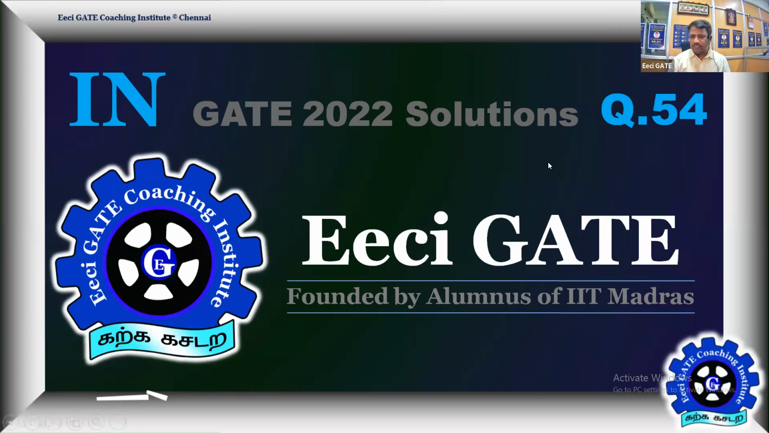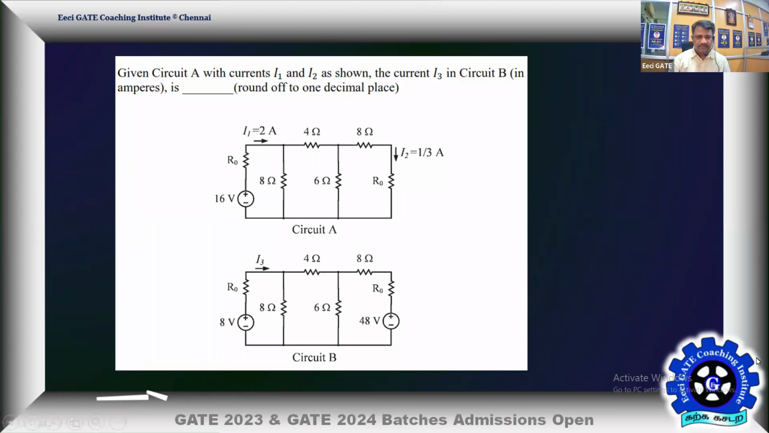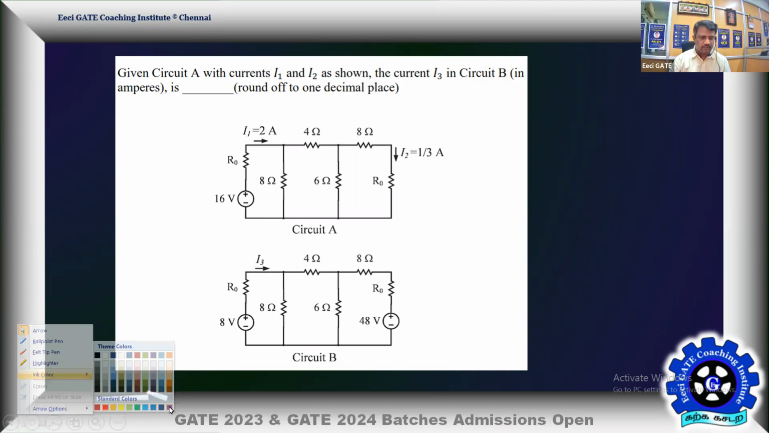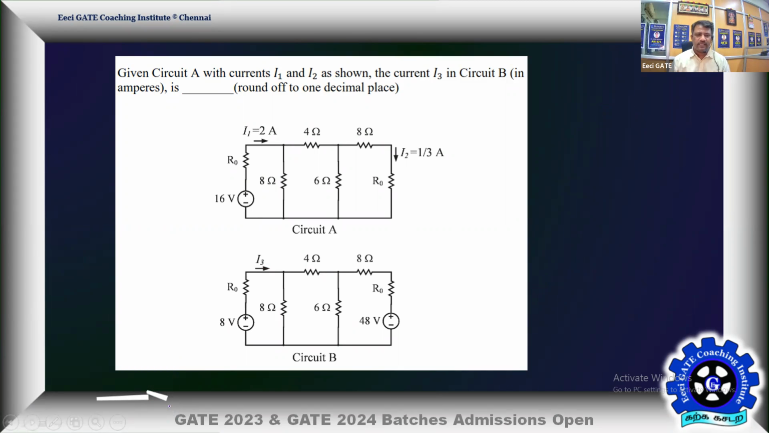So next problem, question number 54 from the master paper. That's a given circuit. Given circuit A with the currents I1, I2 as shown. Circuit is given where the current I1 is mentioned and I2 is also mentioned as 2 amps and 1/3 amps. The current I3 in circuit B is, round off to 1 decimal place. So two unknowns, R0 is not given, this R0 also not given.